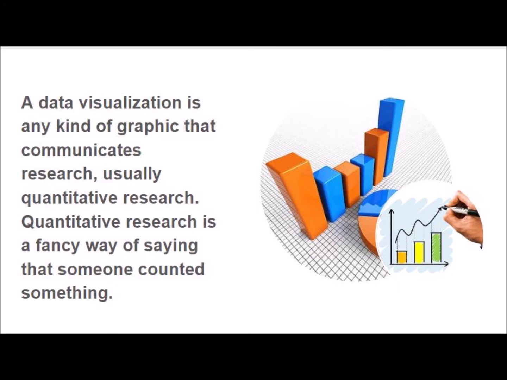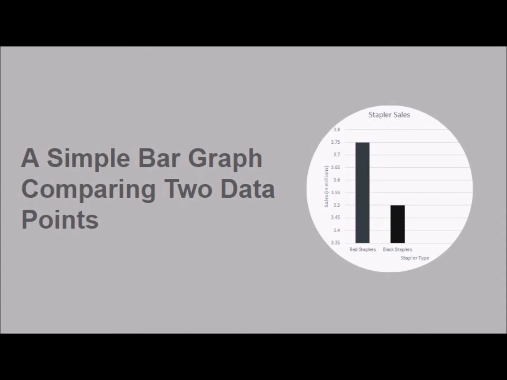Quantitative research is a fancy way of saying that someone counted something. For example, a bar graph comparing sales of one product to another at a particular company is a data visualization. The bars each represent a numerical figure. Even though it's simple to do, someone had to conduct quantitative research, count something, to arrive at these figures, and then someone had to produce the graph in such a way that it communicates a difference between data points.